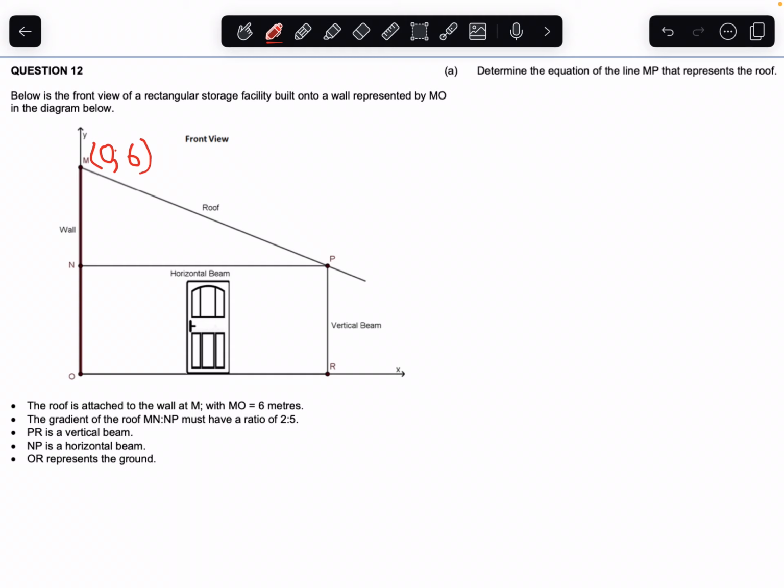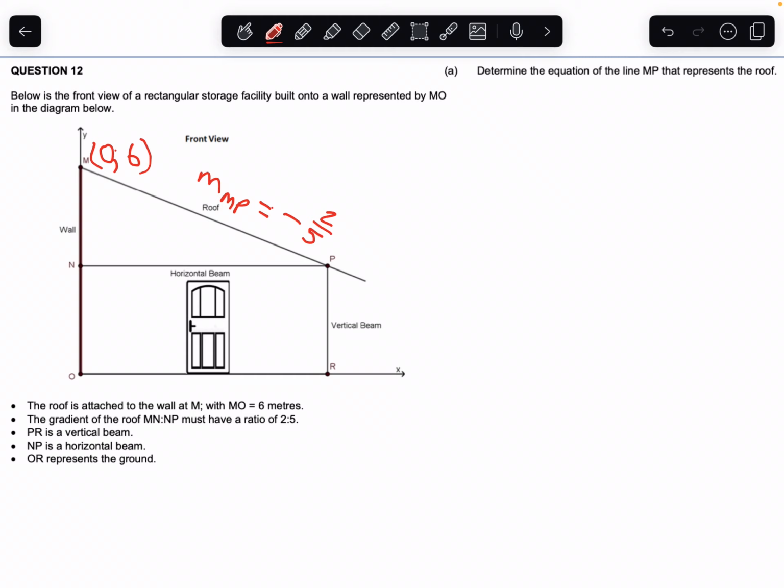The gradient of the roof, MN to NP, must have a ratio of 2 to 5. So the rise and the run is 2 to 5, so pretty much the gradient of MP is negative 2 over 5.